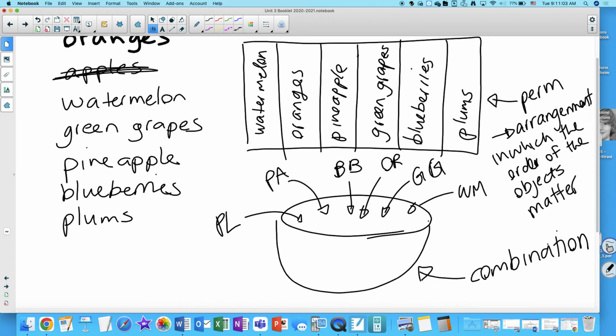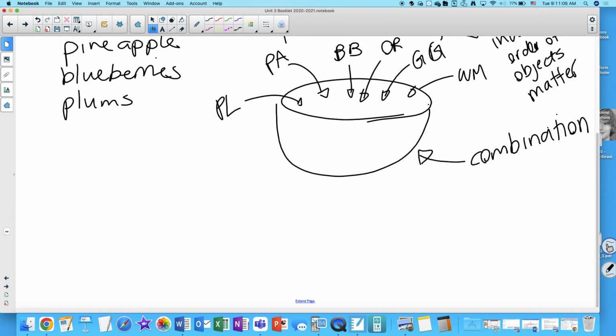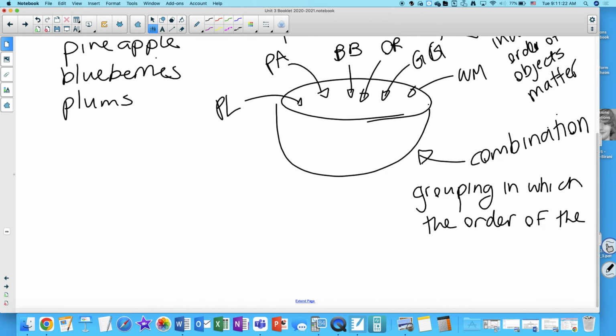A combination is not an arrangement. It's a grouping. We're grouping a bunch of stuff together in the same bowl in which the order of the items does not matter. Okay? So we are going to be looking at both of these types of problems, and then all of the nuances that come along with them.